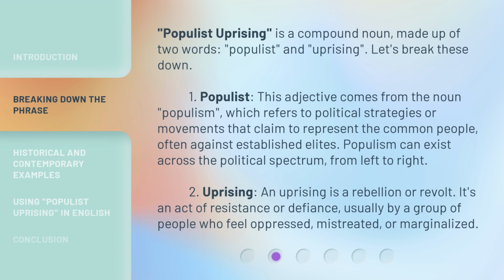Populist uprising is a compound noun made up of two words, populist and uprising. Let's break these down. 1. Populist. This adjective comes from the noun populism, which refers to political strategies or movements that claim to represent the common people, often against established elites. Populism can exist across the political spectrum, from left to right.